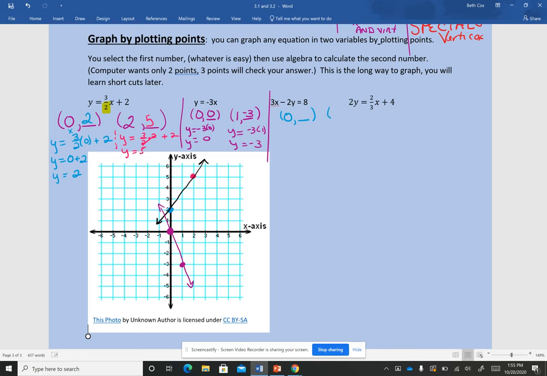And then for the second one, let's see. I might plug in, oh, my favorite number is 3. So we'll plug in 3. Why is that my favorite number? I won't tell you. Maybe you'll know.